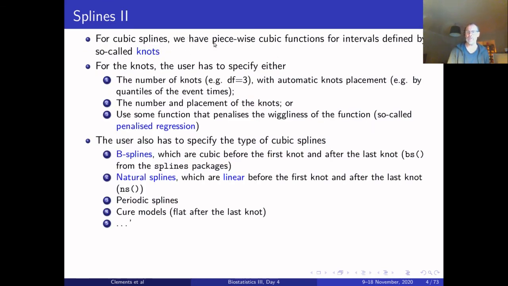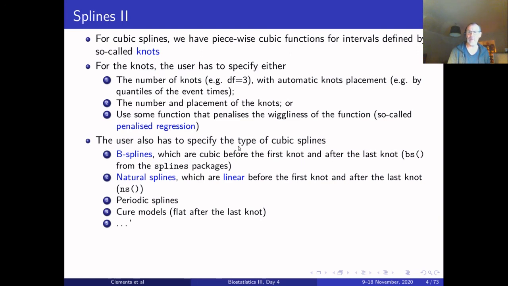For cubic splines, what we do is we have knots, which is a fancy term for values that split up the x values into intervals. And then for the knots, the user has to either specify the number of knots, such as 3 or 4 or 5, and then there'll be automatic knot placement, such as using quantiles of the event times, or the user has to specify the number and the placement of the knots, or we could just sprinkle in many knots and then try and find a function which fits nicely, but which is not too wiggly, using penalized regression.